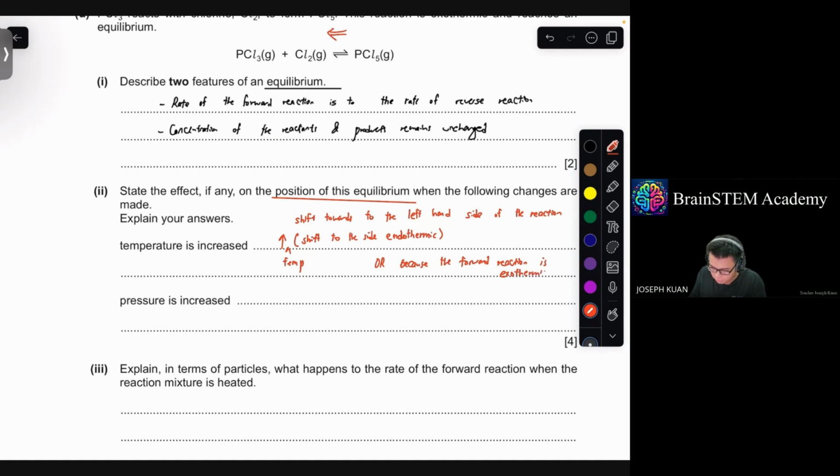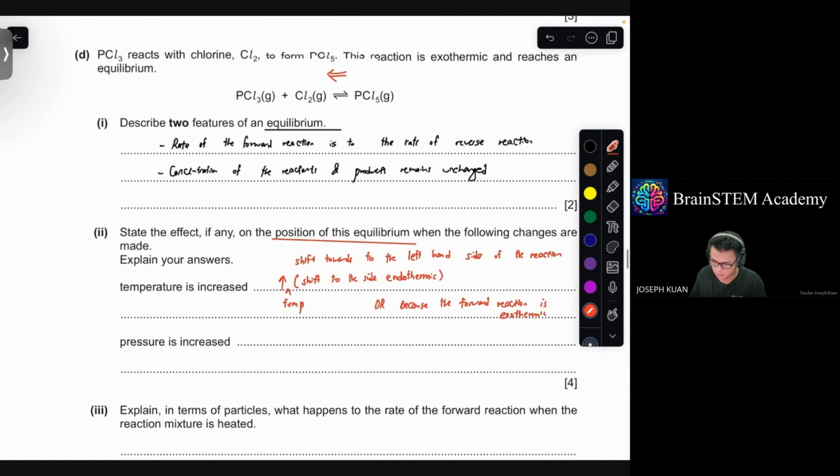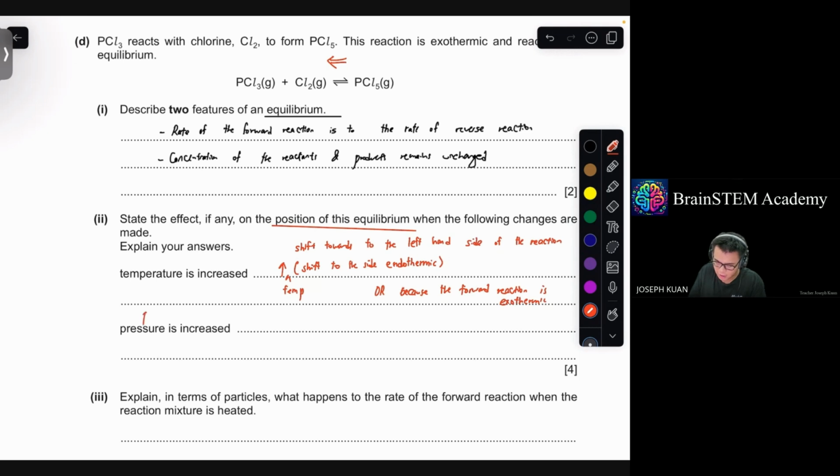Now, the second part, which is pressure is increased. When pressure is increased, it will shift the position to the side with fewer moles of gas. So from the equation, on the left, in total, there are 2 moles. On the right, there's only 1 mole. So which side has fewer moles of gas? It will be towards the right-hand side.